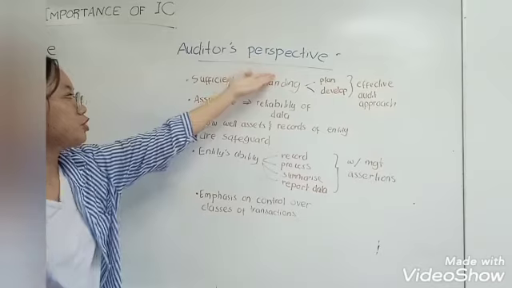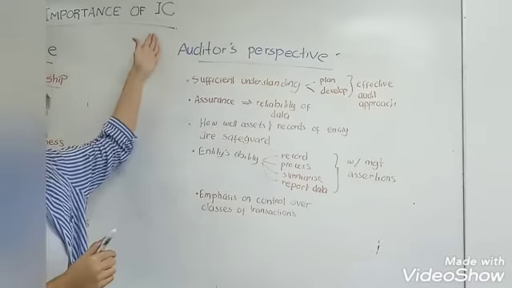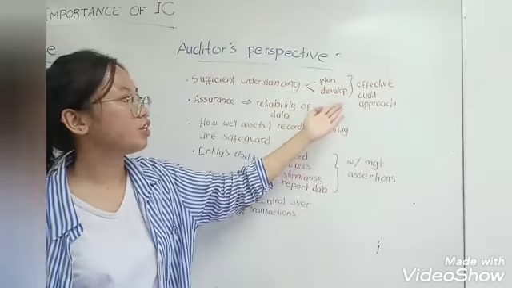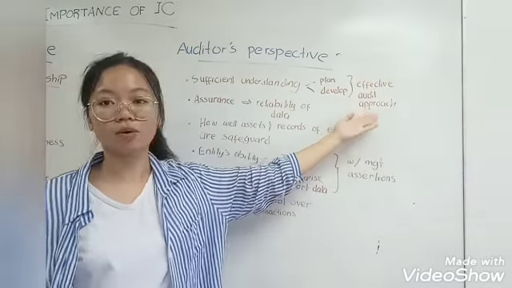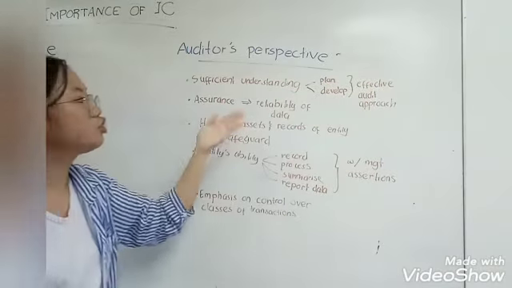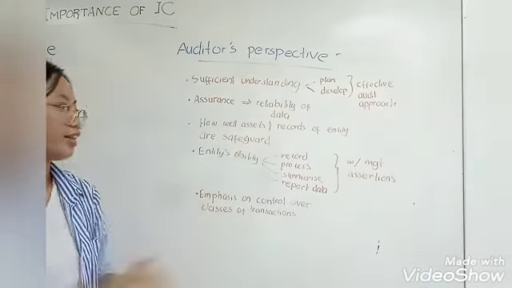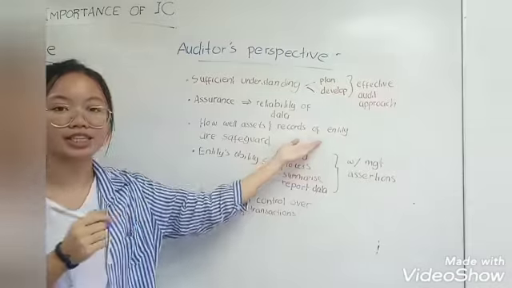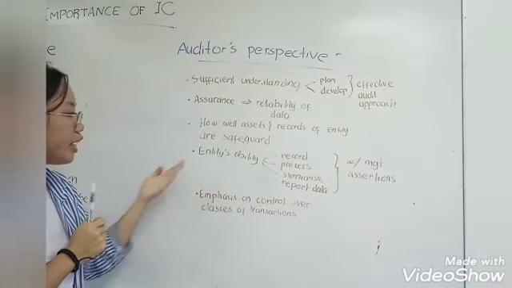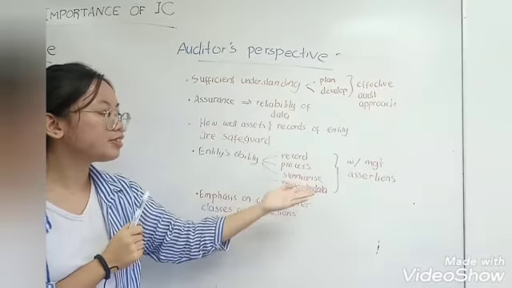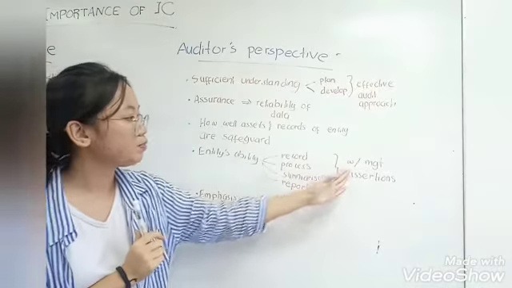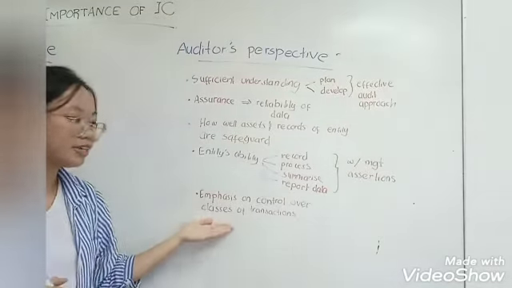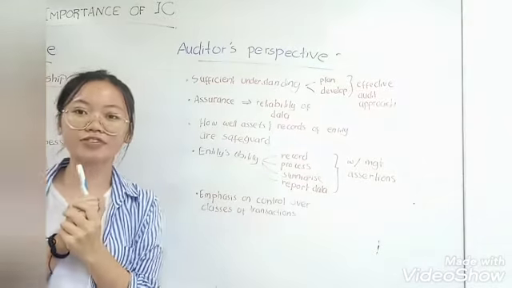From the auditor's perspective, internal control helps provide sufficient understanding to plan and develop an effective audit approach. It also gives assurance on the reliability of data. It also shows how well the assets and records of the entity are safeguarded. The entity's ability to record, process, summarize, and report data in line with management assertions is supported by internal control. It is emphasized on the control over the classes of transactions.